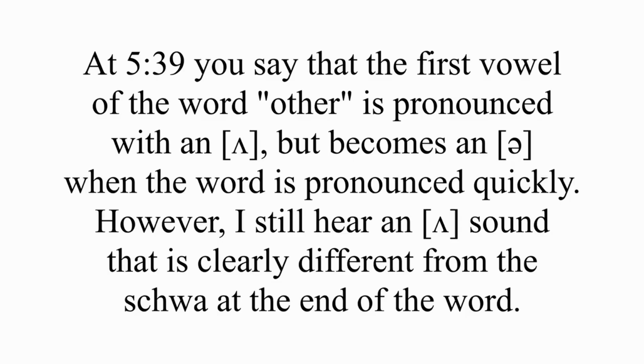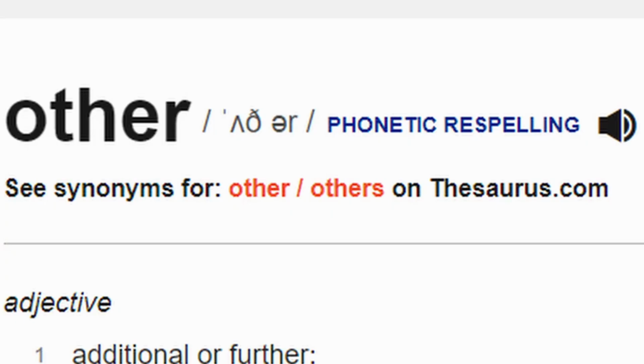The next part of this comment says, at 5:39, you say that the first vowel of the word other is pronounced with an upside down V, but becomes an upside down E, the schwa sound, when the word is pronounced quickly. However, I still hear an upside down V sound that is clearly different from the schwa at the end of the word. Now, this doesn't make any sense to me because the end of the word other does not have a schwa sound. It doesn't have the upside down V, it doesn't have the upside down E. If you go and look at the dictionary, it will tell you that it's an upside down E plus R. It's like an R colored schwa.